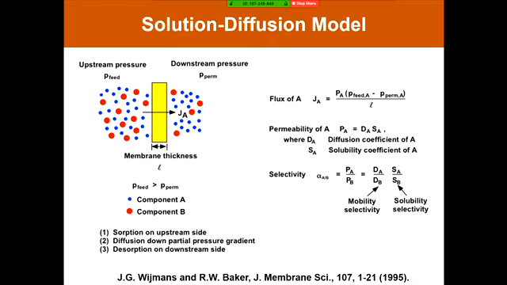And that process occurs as a result of dissolution of the molecules into the upstream or high pressure face of the membrane, then diffusion of the molecules down the partial pressure or chemical potential gradient, and desorption from that downstream face. The rate limiting step in all of the membranes that we use today is this middle one. It's the diffusion of the penetrant or gas down the partial pressure gradient.